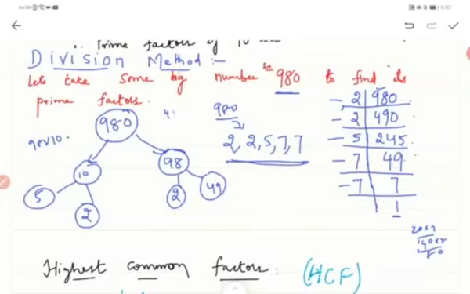Just check if you want to verify. 49 times 2: 9 twos are 18, 4 twos are 8, so 98, isn't it? So 2 49s is 98. I can split this as 7, isn't it? So it's almost the same, but for big numbers you will find it difficult to find the factors.